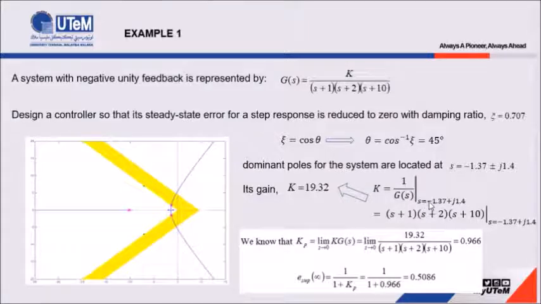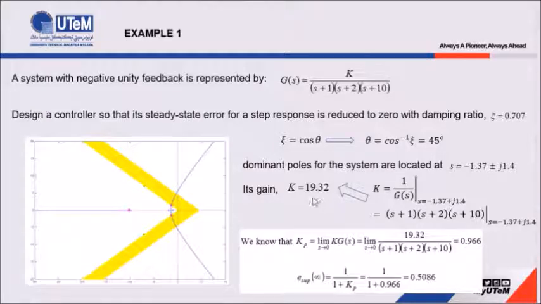In this case, we just put in the location of the pole, which is negative 1.37 plus j1.4. So we just use this formula based on G(s). After we apply this formula, we get K equal to the magnitude of (s plus 1) times (s plus 2) times (s plus 10), where s is equal to negative 1.37 plus j1.4. After we solve this, we get K equal to 19.32.